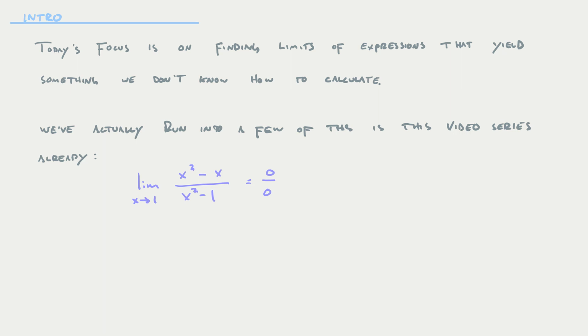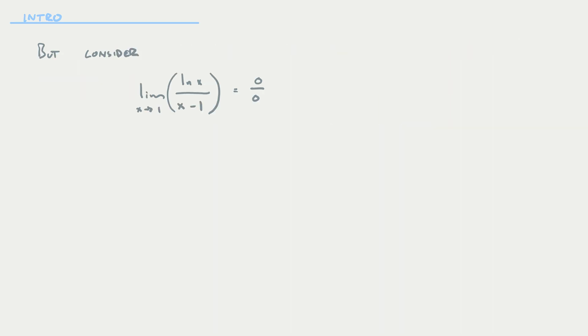The way we handled it back then is we said, well, wait a minute, that doesn't make any sense. Let's see if we can algebraically do something to make it so that we can now use direct substitution. In this example, factoring the numerator and the denominator helped us do that. But what if we run into something like this, which also produces 0 over 0, but there's no algebraic trickery that we could do to help us solve this, right?